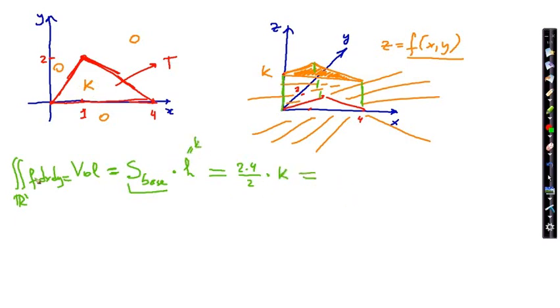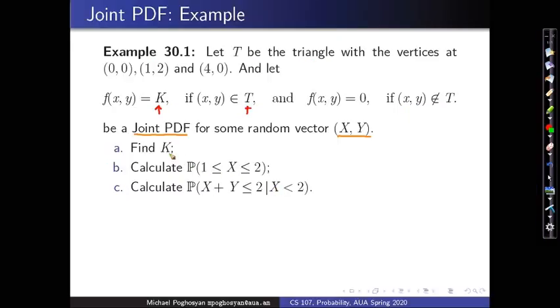And this needs to be equal to 1. So from here, I will have 4 times k is 1, so k is 1 over 4. So this is the value of our k. Okay. Moving back to our problem, we have solved the first part.